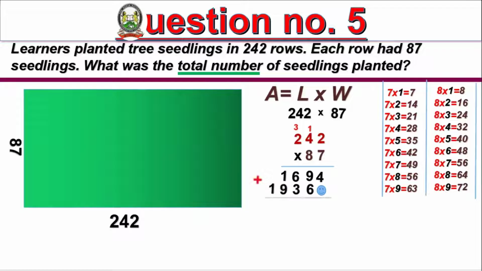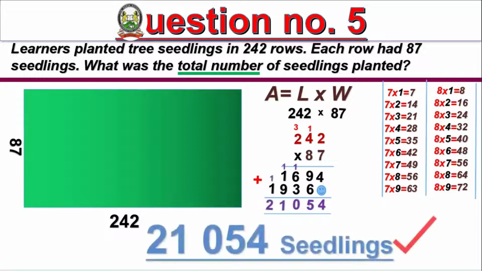Then you do the addition. So this is 4. This is 15. You write 5, you carry 1. This is 7, 10. You write 0. This you carry 1. This is 1 plus 1 plus 9 is 11. You write 1, you carry 1. So the correct answer is 21,054 seedlings.